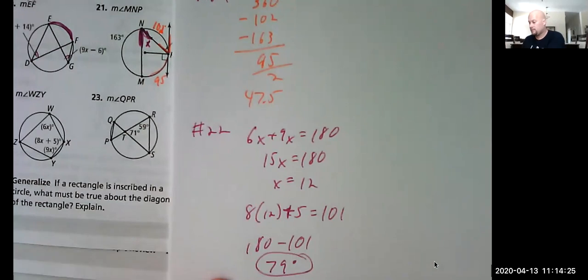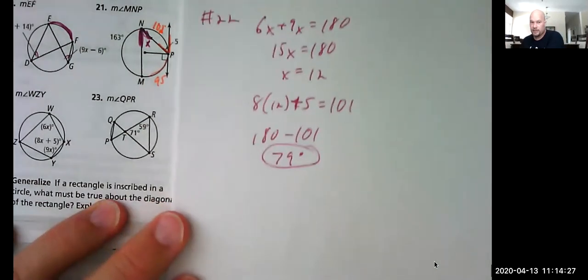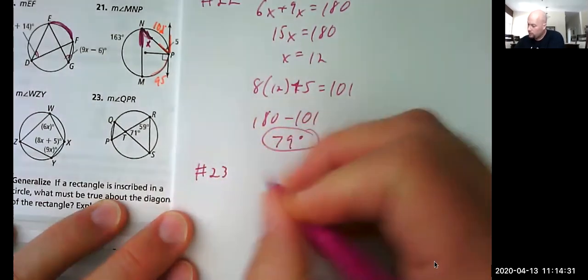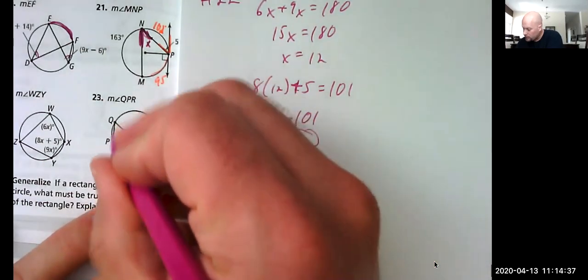And that's it. All right, 23. Let me scoot that up. Number 23. All right, we have QPR. So we're looking at this angle here.